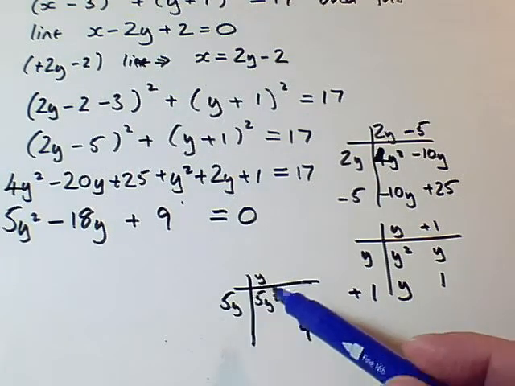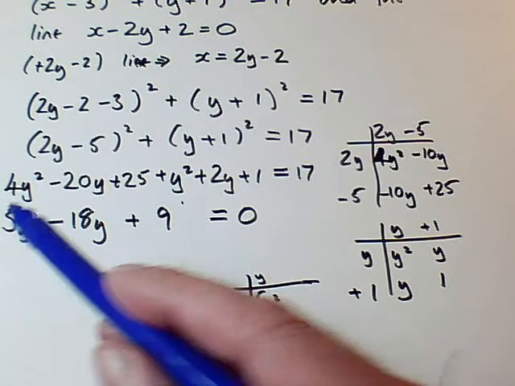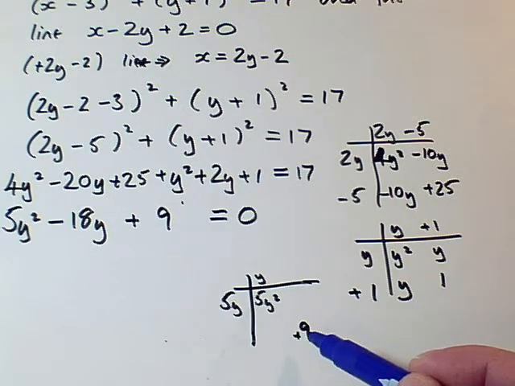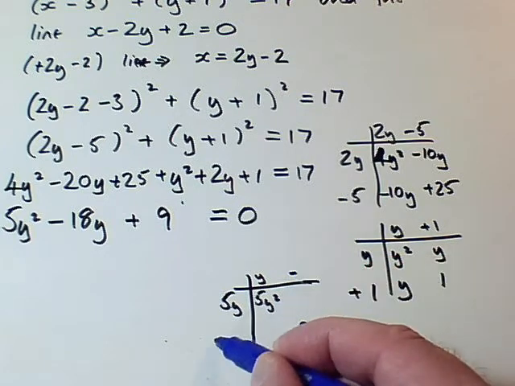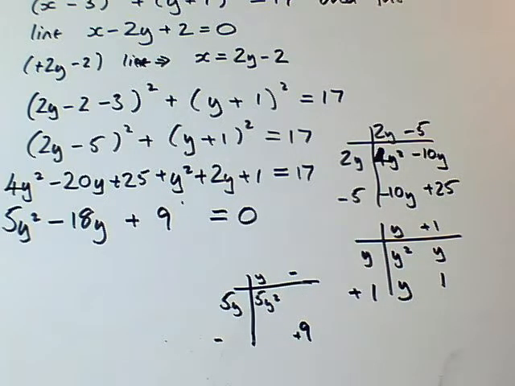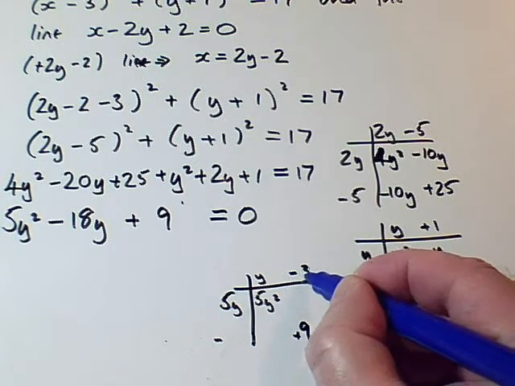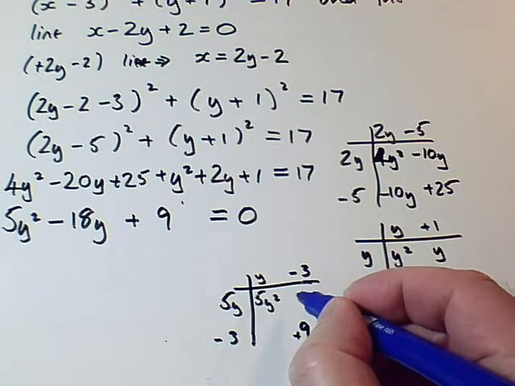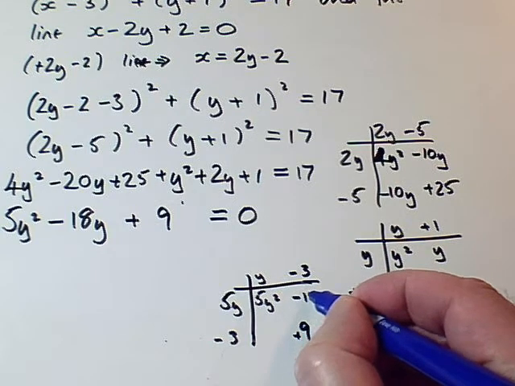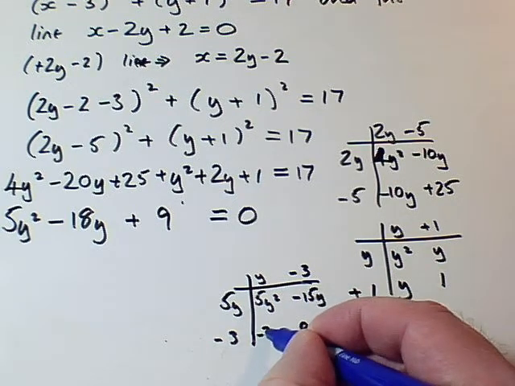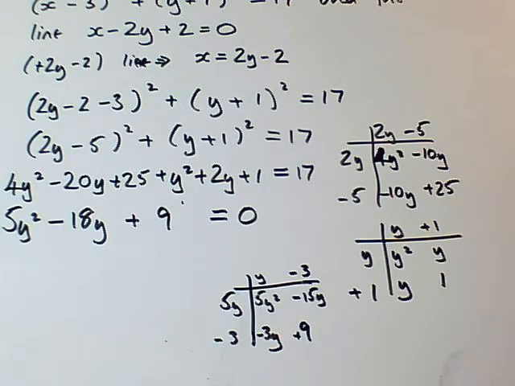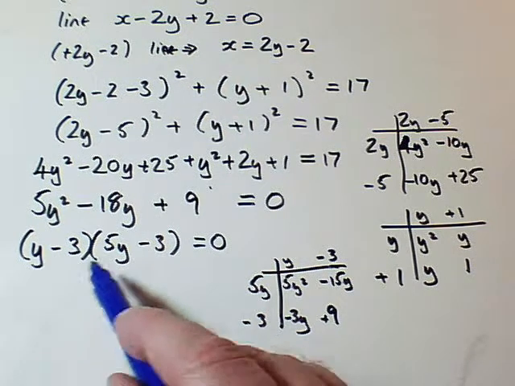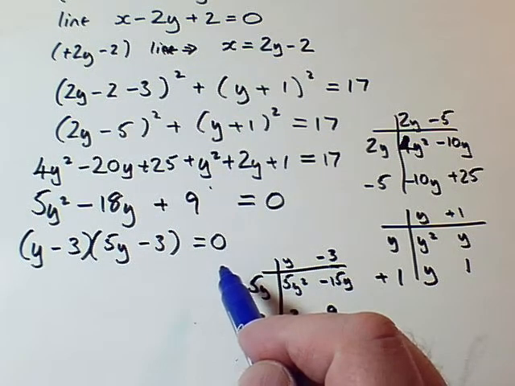Okay, so this is the quadratic equation I need to solve. So I need another grid. It's bound to be y times 5y to get the 5y squared. In order to make the plus 9, well, I'm clearly going to need some minuses because there's a minus sign there. So it's just a question of experimenting till we find the right way to create the plus 9. And it turns out that a minus 3 and a minus 3 will do the trick, because that will give me minus 15y here and another minus 3y there, which gives me the correct middle term. So, using that factorization, I have that y minus 3 times 5y minus 3 equals 0.